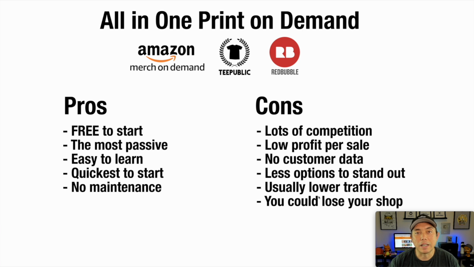And there's less options to stand out. You really can only stand out with your design. You can't stand out with mockups. You can't stand out with sales. You don't do that. And there's usually lower traffic, except for Amazon, which has one of the highest traffics. But anything other than Amazon and these all-in-one print-on-demand sites like TeePublic and Redbubble usually have a lot less organic traffic than some of the other ones we'll be mentioning later.